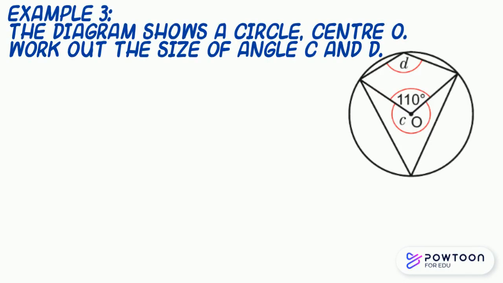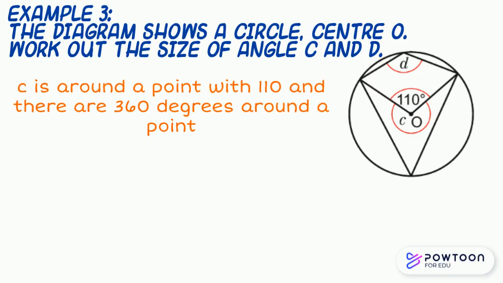In example 3, we've actually got two different angles to find. Let's start off with finding one that's a bit simpler. So we can see that C and 110 are forming around a point, so they're going to be 360 degrees total. So C is just 360, take away the 110, so it's 250 degrees.